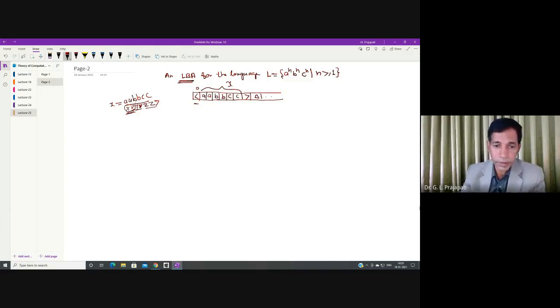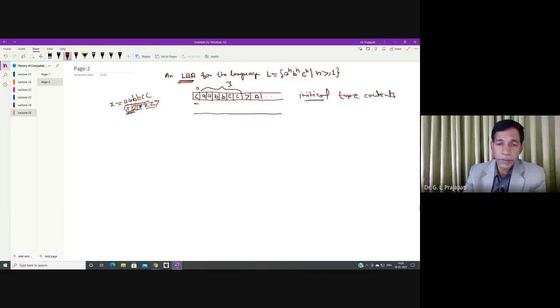So you can say like this, you are having this tape. At the beginning you have the initial tape contents, so this is the initial tape contents.